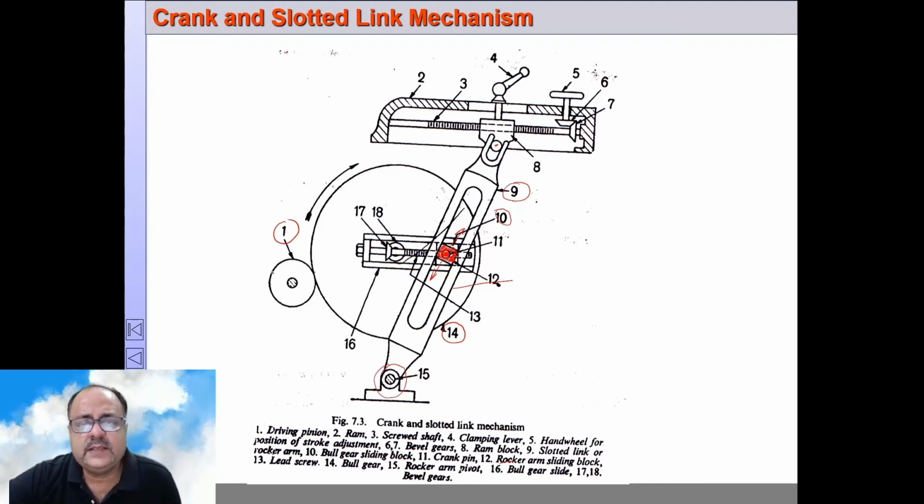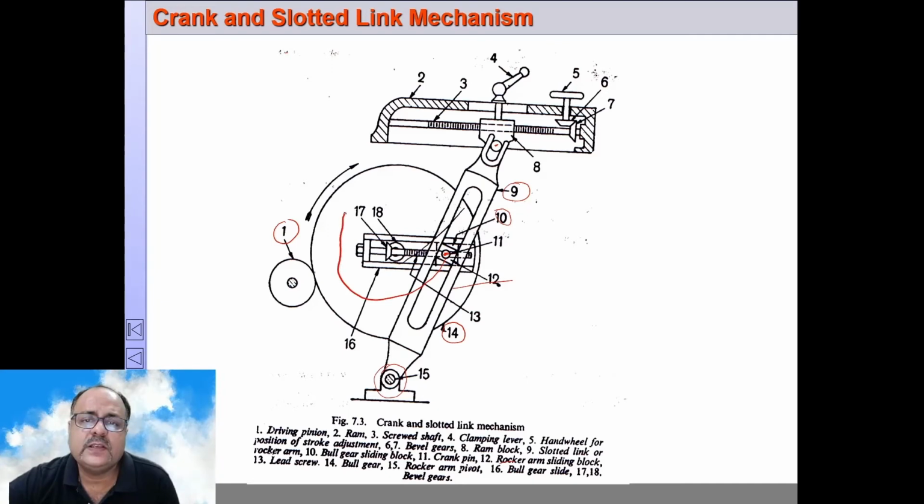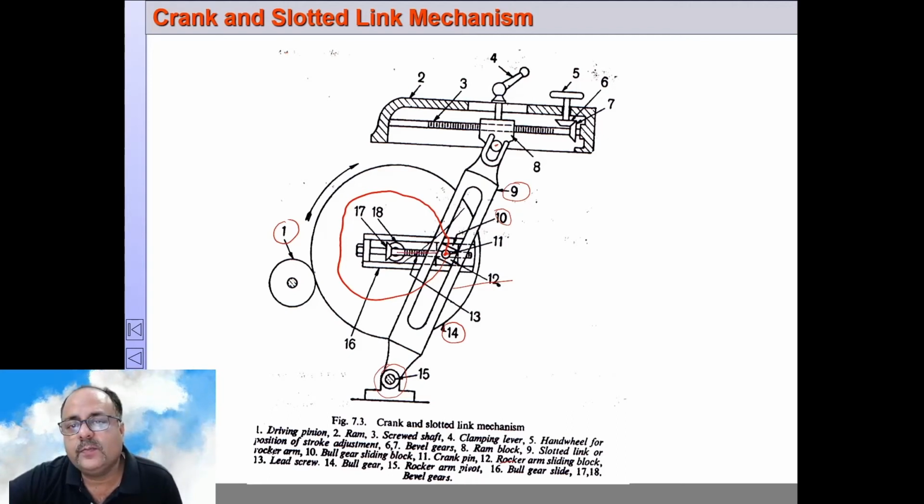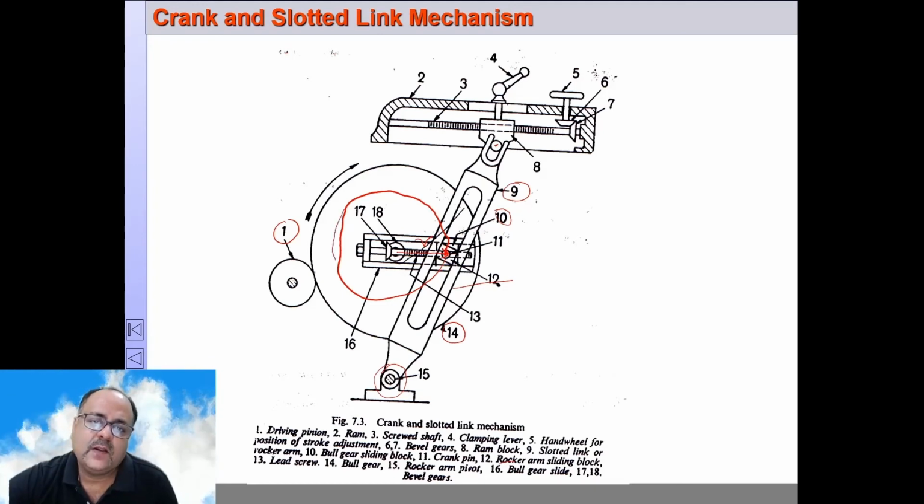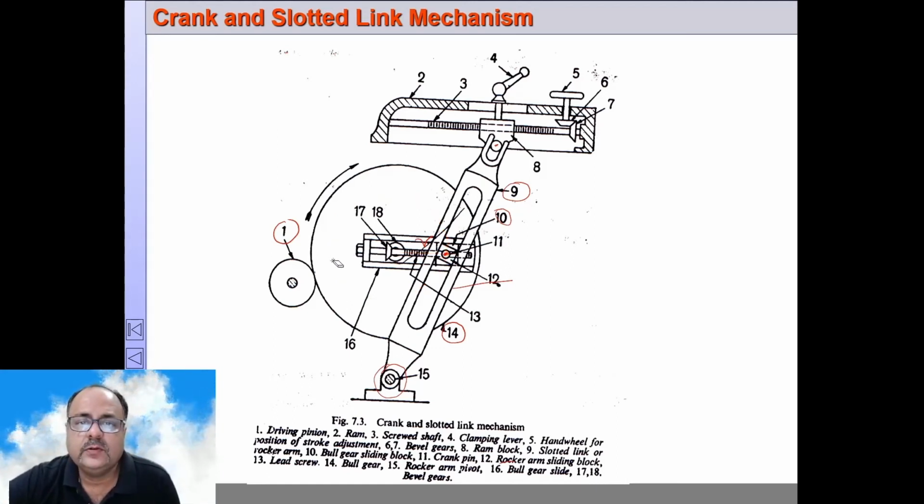Let's see what happens when the pinion gear 1 drives the bull gear. The crank pin will rotate about the center with a fixed radius. Sorry, please pardon my drawing, this is not a circle, but assume that this is a circle. So it is rotating about a circle with a radius r, that is the distance from here to here.